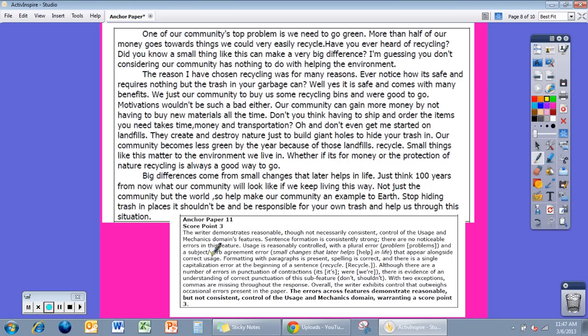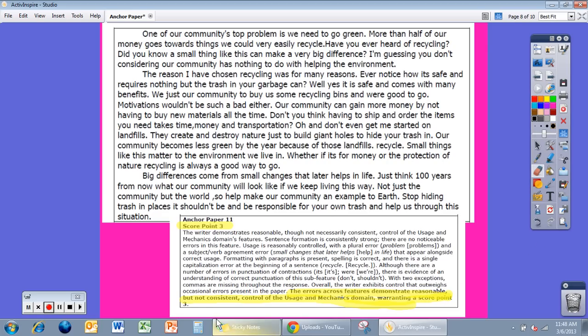I'm not going to read it to you. But down at the bottom, you'll see the score in usage and mechanics and why this person has a score. So this person got a score of 3, which is a respectable score for usage and mechanics. Notice at the bottom, I'm not going to read this part to you, but you can go back and read why the person got a 3. The errors across the feature, which is usage and mechanics, demonstrate reasonable but not consistent control of the usage and mechanics domain, warranting a score point of 3.